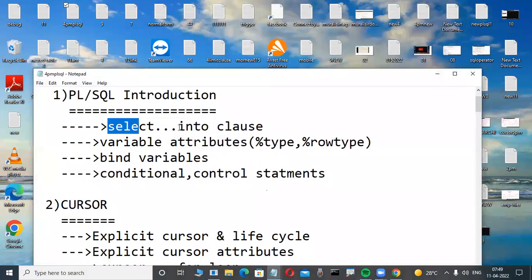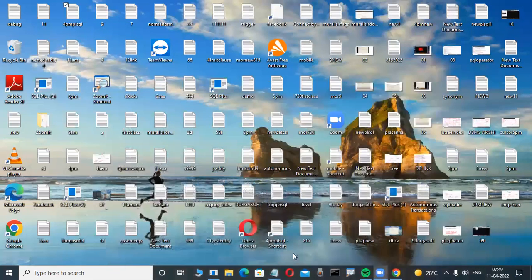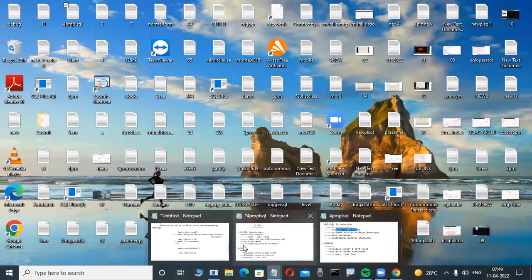This is a starting point actually. Up to that one, demo the small things. Select into clause. This is the first important concept. How can I retrieve the data from the table and store it into variable? Those are all the things I will tell you. That is the select into clause.